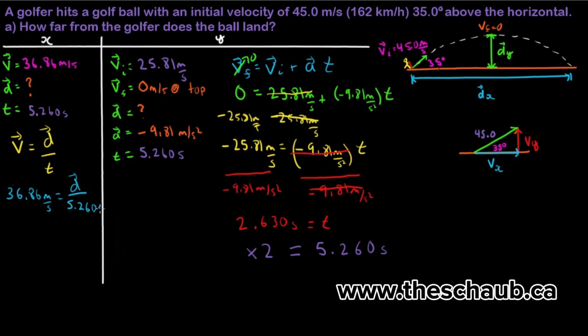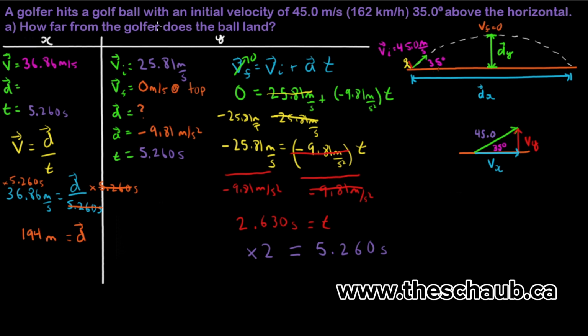Our displacement d is divided by 5.260 seconds, so to get d all alone, we have to do the opposite. So we multiply both sides by 5.260 seconds. So on this side, 5.260 seconds divided by 5.260 seconds just equals 1, leaving us with our value of d. And on this side, 36.86 multiplied by 5.260 seconds equals 194 meters. This is our displacement dx in the x direction.